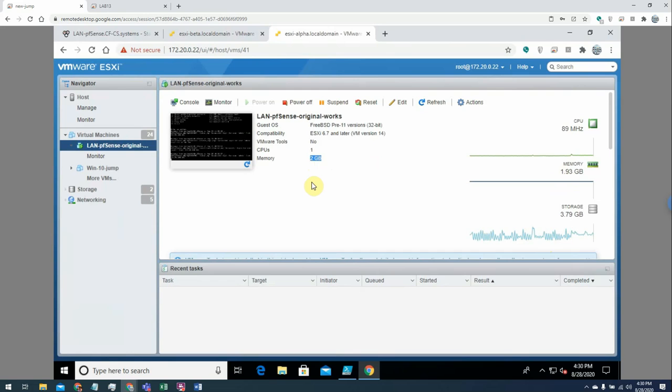When you do your pfSense install, you can get away with 512 megabytes, right? Or really 256. So yeah, you can, and that will be plenty. 512 will be way plenty. I mean, I can just use whatever.